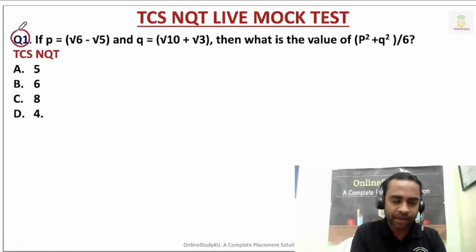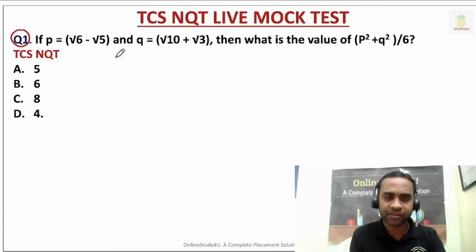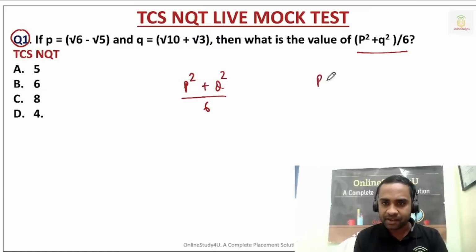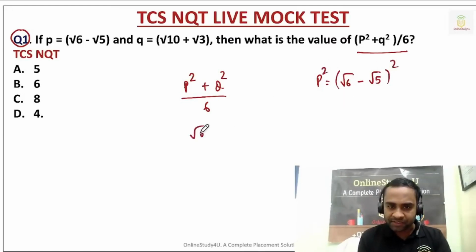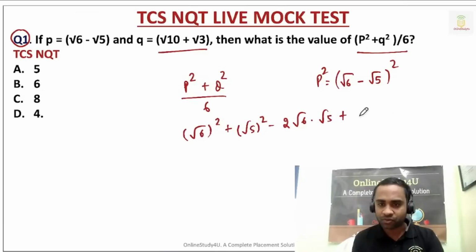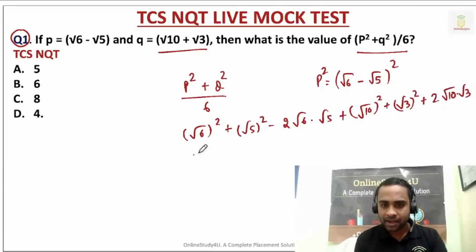Now let us see. If P is equal to square root of 6 minus square root of 5 and Q is this, then (P square plus Q square) divided by 6. So what is P? P is square root of 6 minus square root of 5, and you have to make a square of this. P square is (square root of 6) square plus (square root of 5) square minus 2 root 6 into root 5. Q square: Q is square root of 10 plus square root of 3, so (square root of 10) square plus (square root of 3) square plus 2 root 10 into root 3, and then divided by 6.